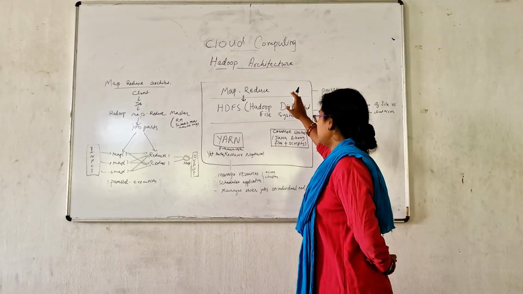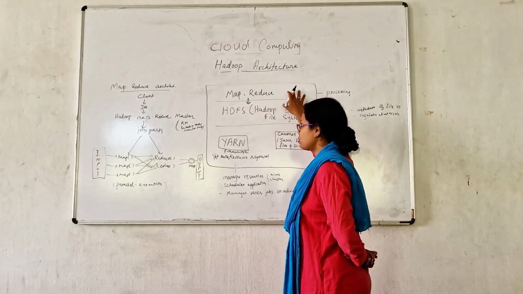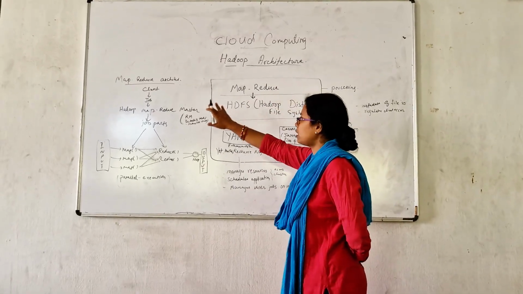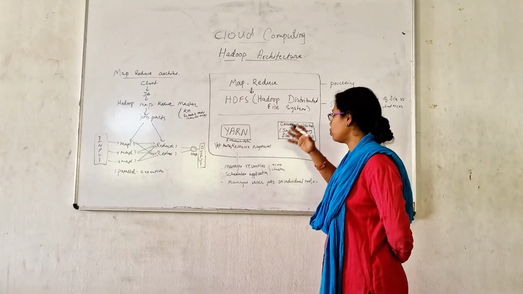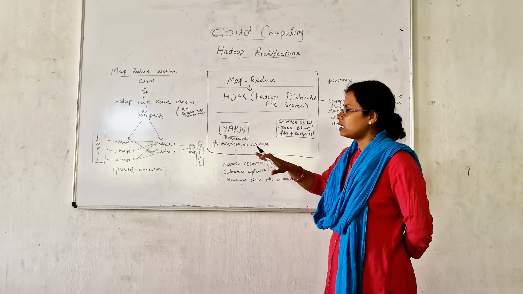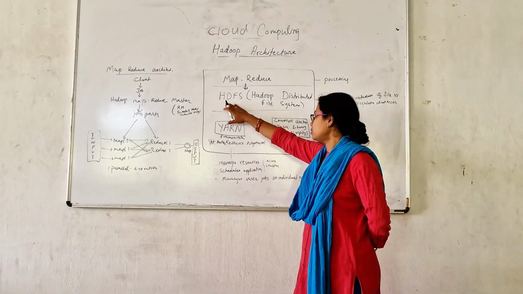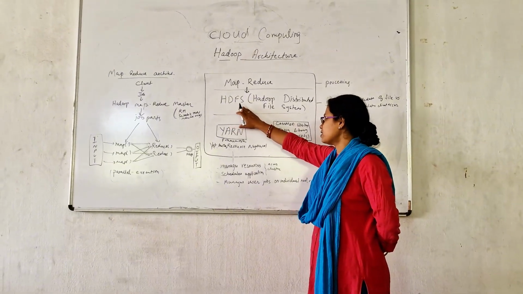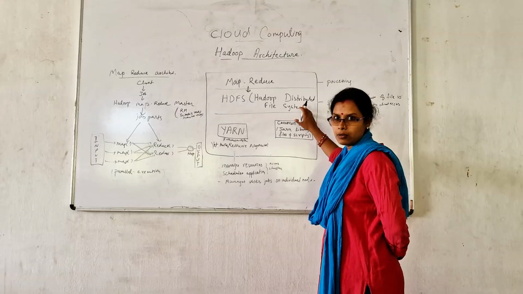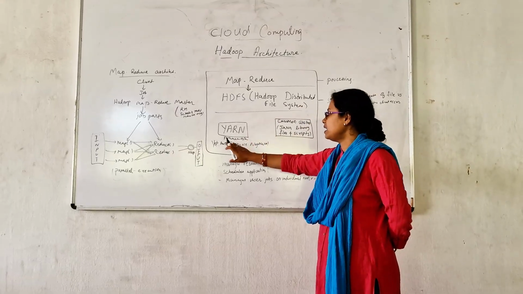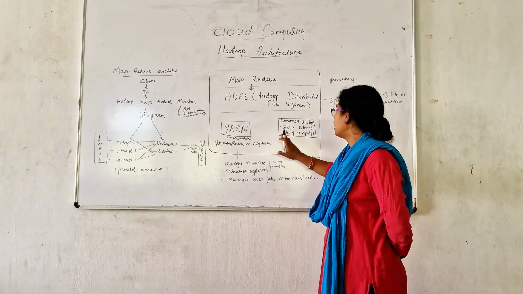It has four components. The first one is MapReduce. It is also an architecture which cloud computing follows so that the data can be read and processed. Then we can see HDFS. HDFS is the Hadoop Distributed File System. This is another component. Then YARN. YARN is Yet Another Resource Negotiator. It is a framework.